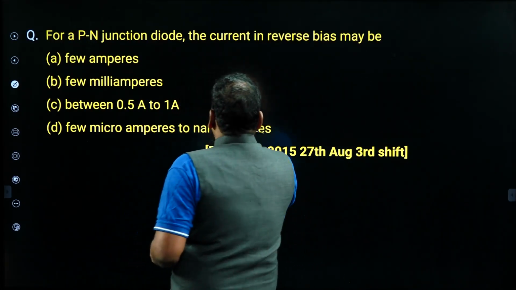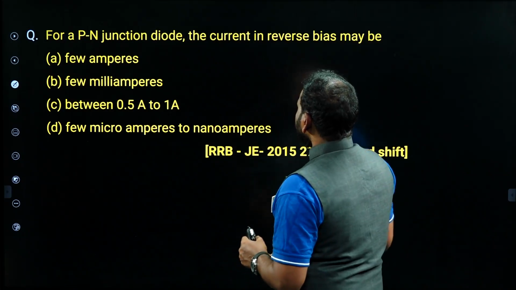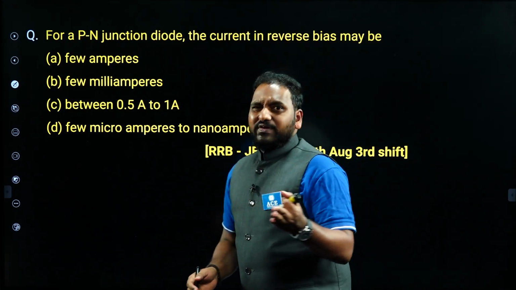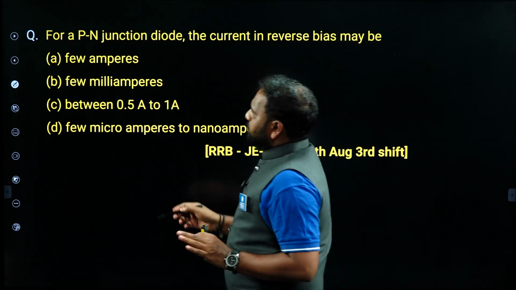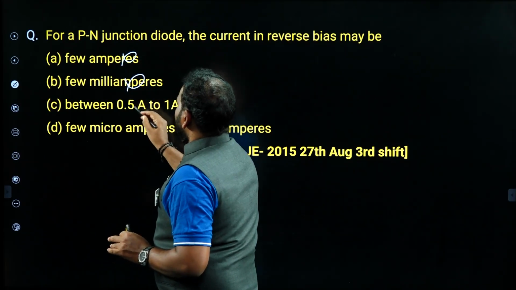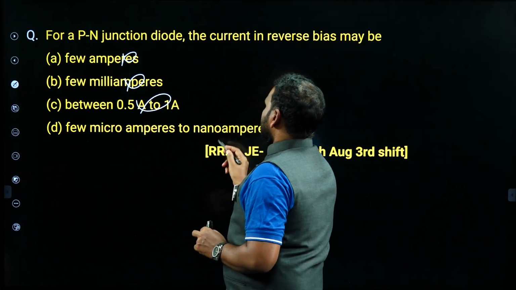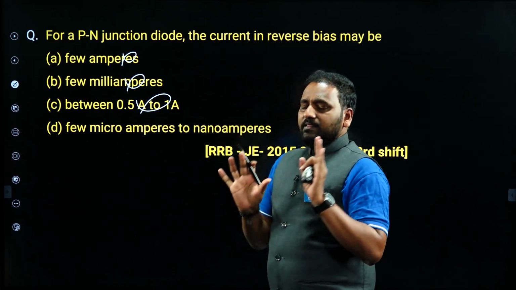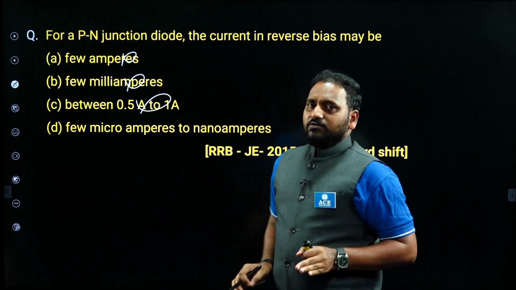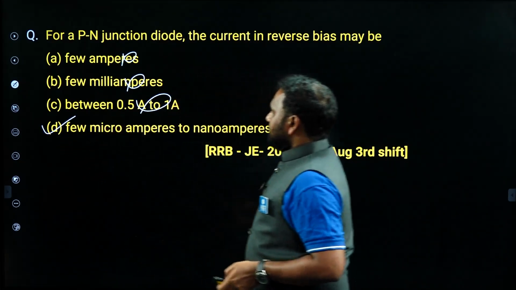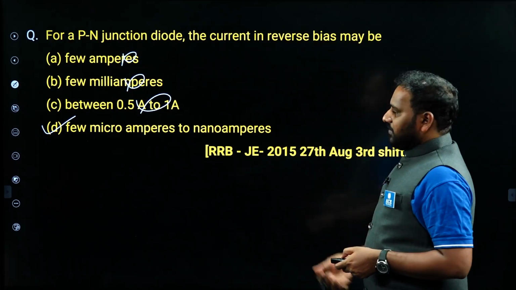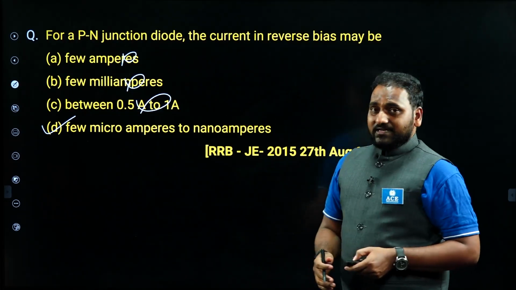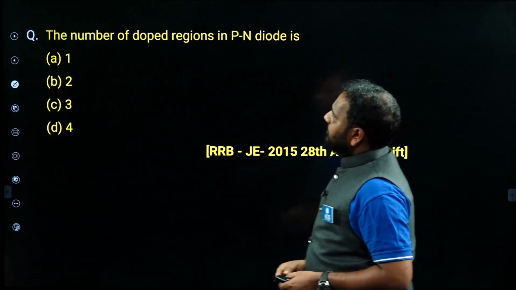PN junction diode in reverse bias, current is very, very less. You just choose the option: amperes wrong, milliamperes wrong, micro to nano. Strictly speaking, that guide should give nano to micro. It's okay, in the order of a few nanoamperes to microamperes only. D is the correct option. I need not wait for your option, okay? Direct question only.